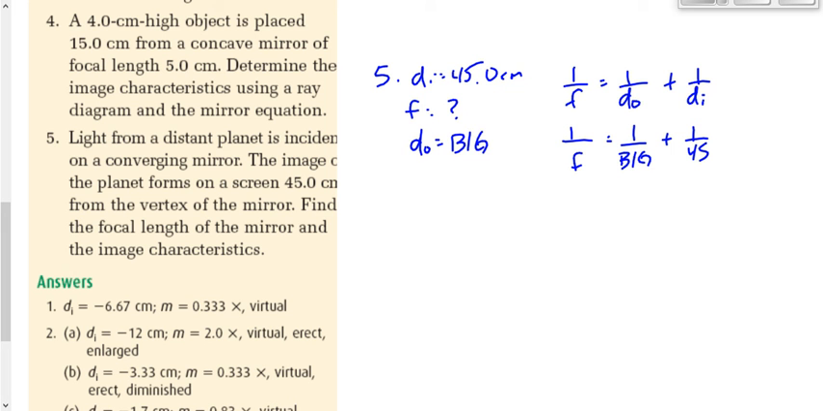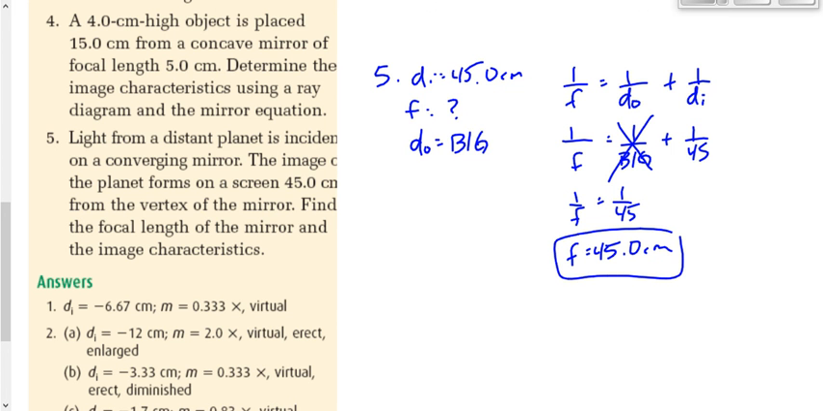As that denominator gets bigger, that number gets tiny, like effectively 0. 1 over a number that's really, really big is basically 0. So 1 over f becomes equal to 1 over 45. So f becomes equal to 45.0 centimeters. That's it.